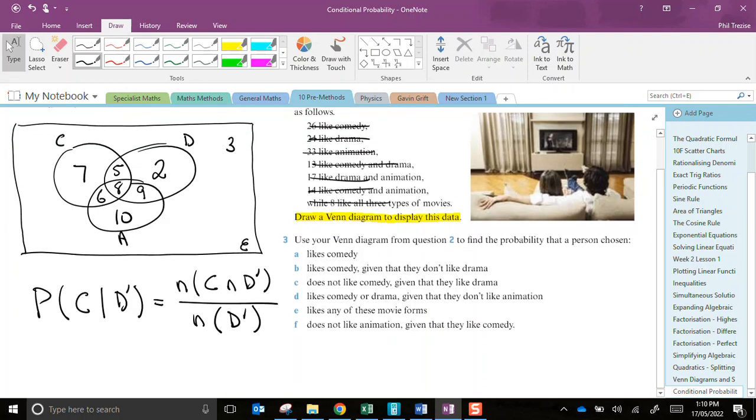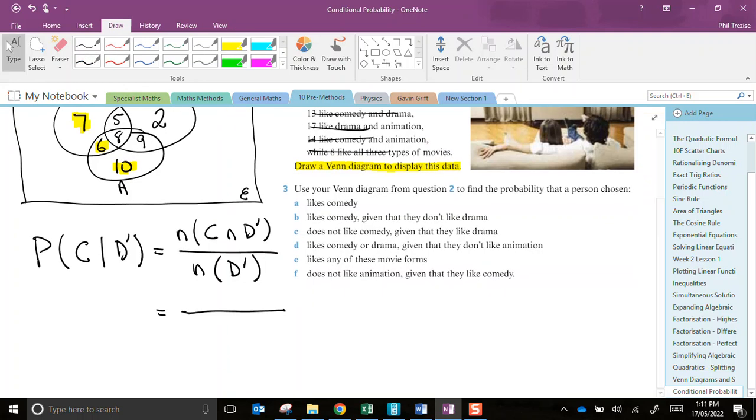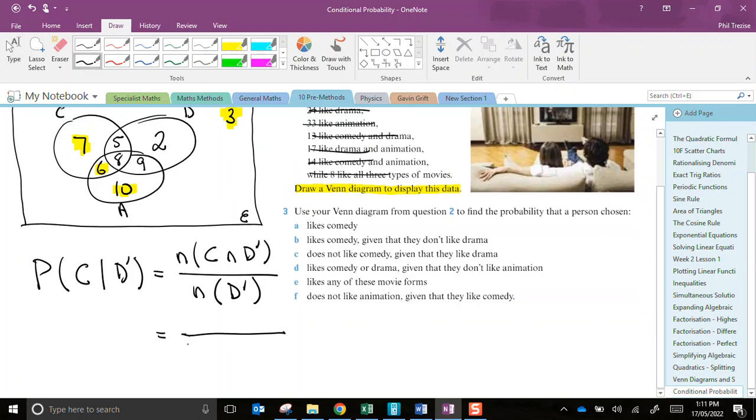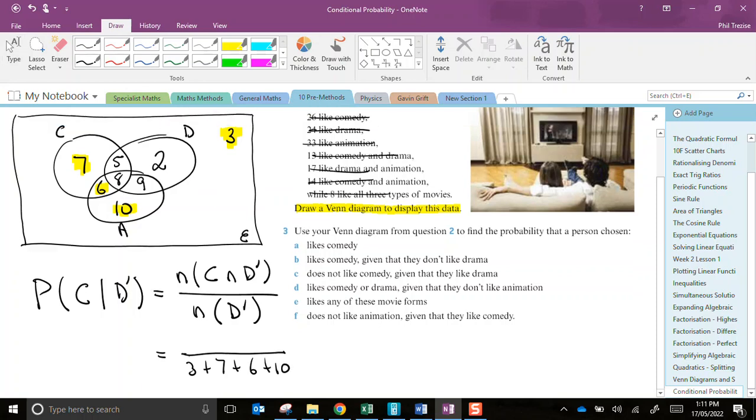First of all, let's add up all of the people who are the denominator here, who are not in drama. I'll just highlight them. Those people don't like drama, neither do they, or them, or them. The other numbers are all within the circle labeled D. We want the ones who aren't in there. So what have I got? A 3 plus a 7 plus a 6 plus a 10.